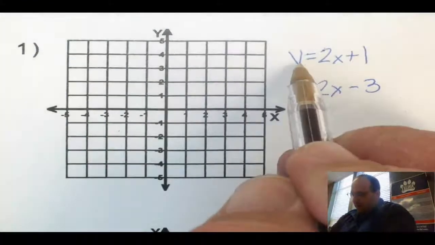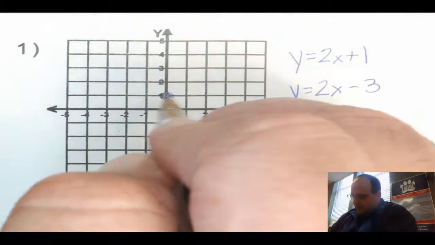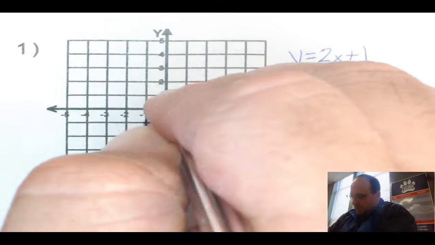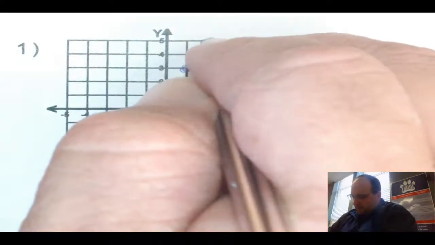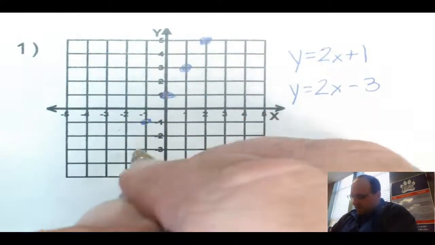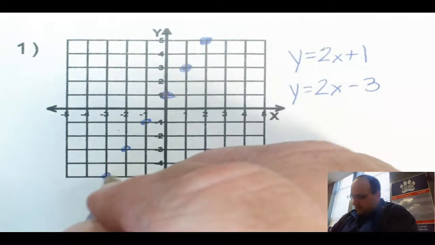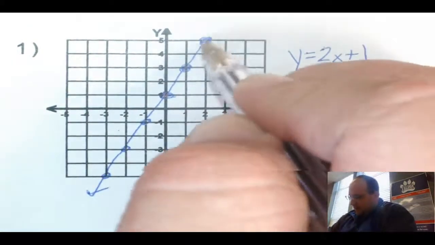So I'm going to graph the first one, y equals 2x plus 1. I'm going to start at positive 1. The slope is 2, so I'm going to go up 2 and right 1, up 2 and right 1. I'm going to go the opposite way from the start, down 2, left 1. So here's my line from that one.